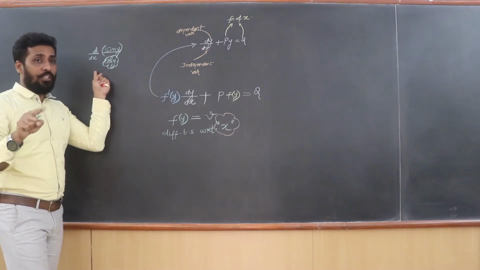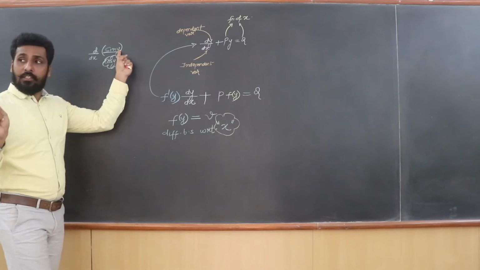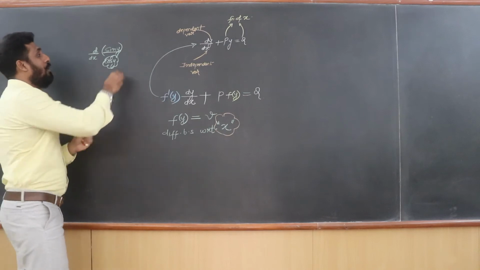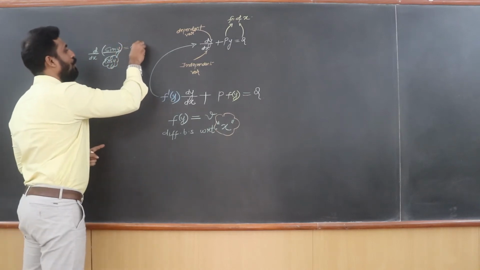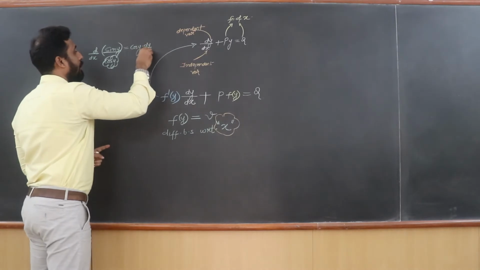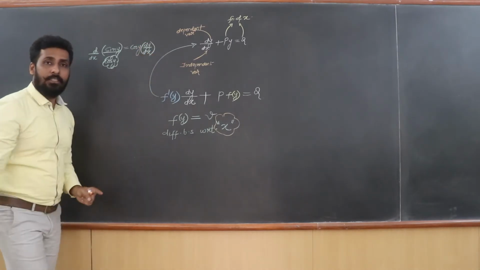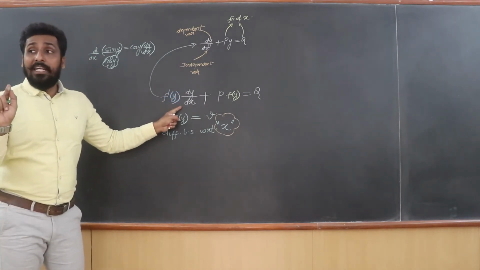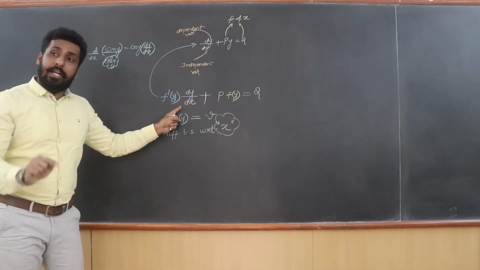Provided y is not a constant, it is a function of x. So the derivative of sin y with respect to x becomes cos y into the most important thing, dy by dx. So that is what you need to pay attention to. I need dy by dx. Only dy is not sufficient. I need the entire dy by dx.